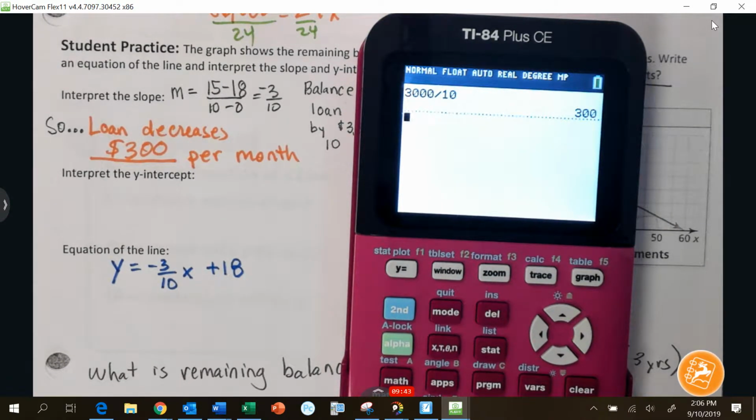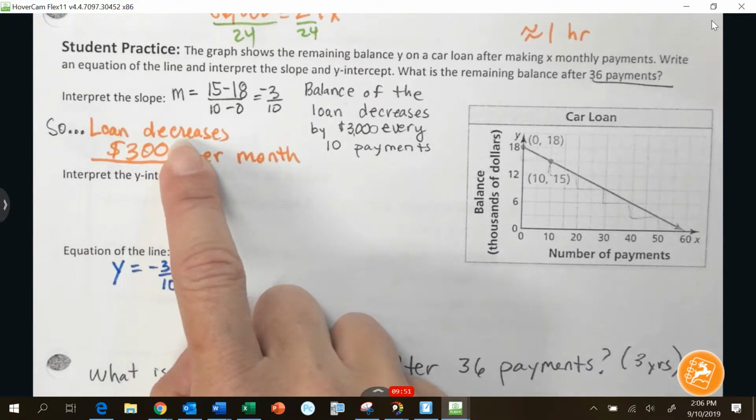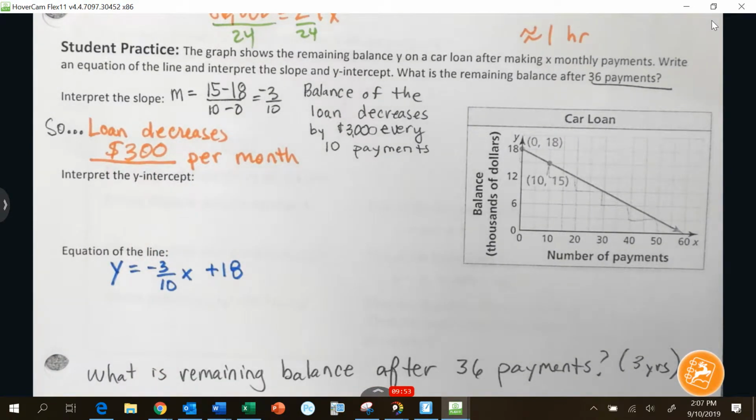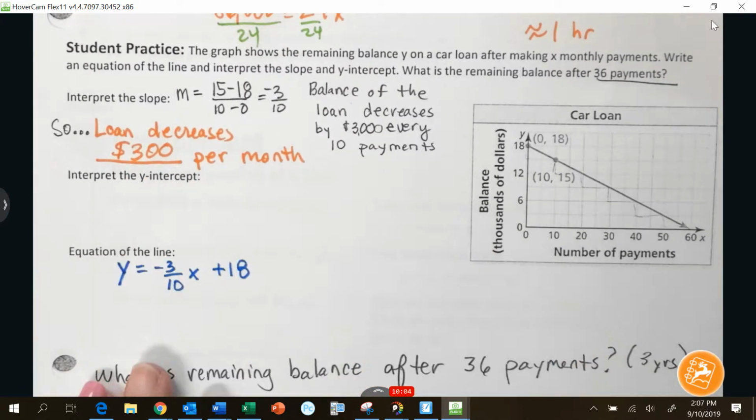Okay. All right. Was there a question? It used to be negative for them. Yeah, that's the word decreases. So we're interpreting. We don't say -300. We say it goes down by, right? That's our interpretation in words. So the interpretation is always words.